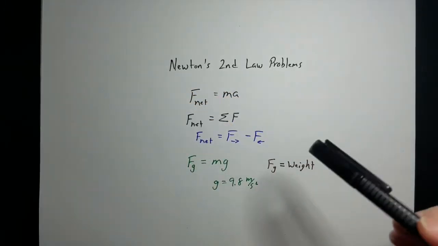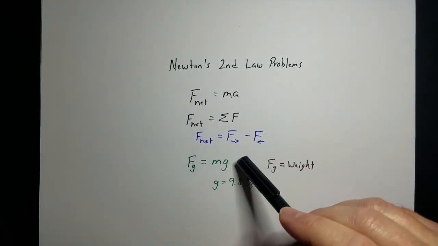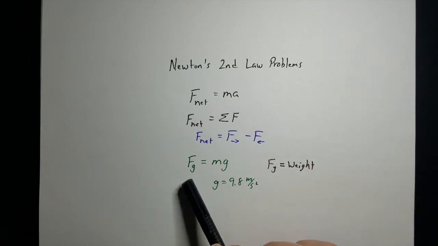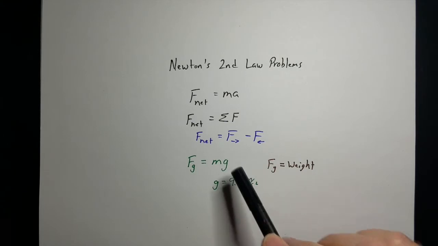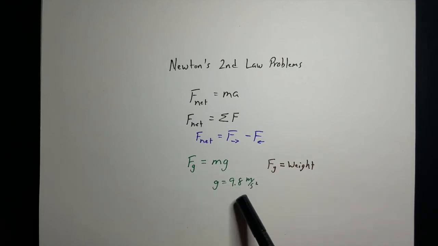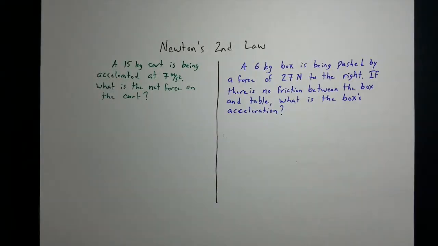Okay? And then we also have the equation for weight of an object, where weight, Fg, I use that for weight, is equal to mass times gravity, and gravity on the Earth is 9.8 meters per second squared. Let's look at these two. Let's start off with the green side.